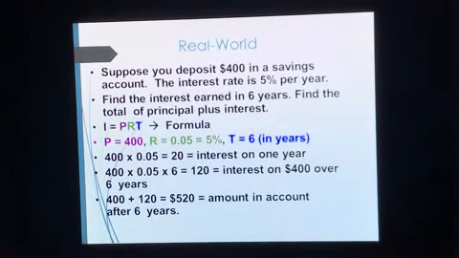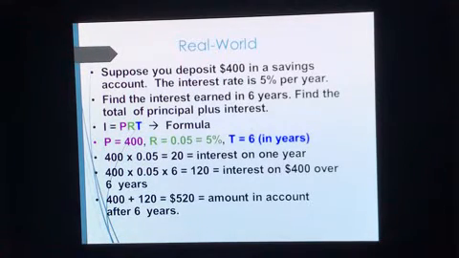The formula for interest is I equals PRT. P is 400, R is 0.05, which is 5%, and T is 6. After multiplying these three values, 400 multiplied by 0.05 multiplied by 6, we get $120 as the total interest earned in 6 years. And in 1 year the interest payment is 20.